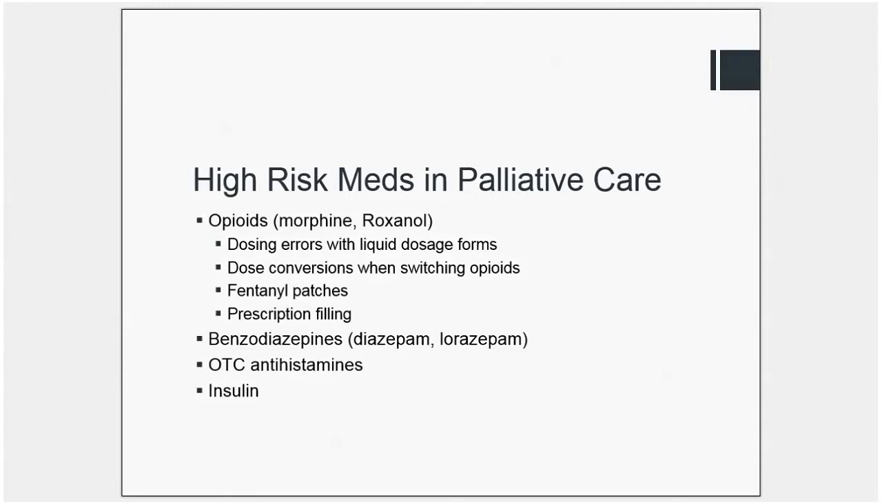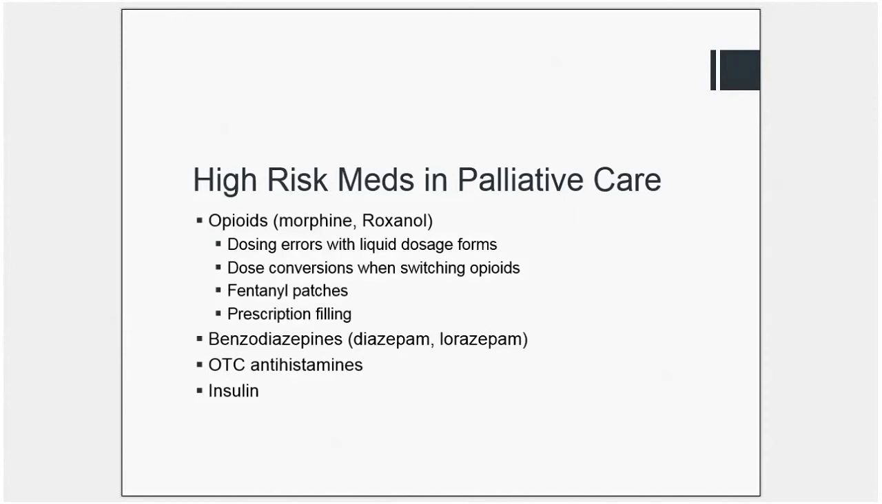Fentanyl patches, because of the difference in that dosage form, it's administered by patch, and the patch is changed out every 3 days. It's important to keep in mind that when a new patch is applied, the old patch has to be taken off, and if it's not, there's significant risk for problems there.